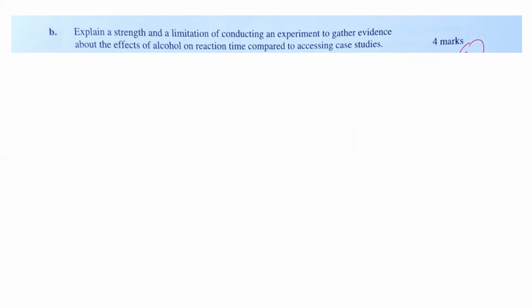So again, kind of related to research methods, but you need to link it back to the study as well. So I'll just read the question, and then I'll give you guys a bit of time to give me some ideas. It says, explain a strength and limitation. So strength obviously being a positive and a limitation being a drawback or a negative of conducting an experiment to gather evidence about the effects of alcohol on reaction time. So we want to link it back to our current study compared to accessing case studies.